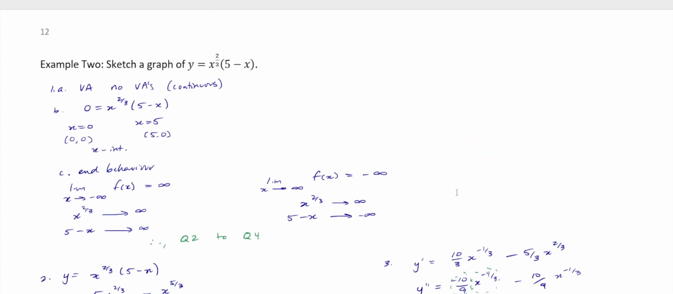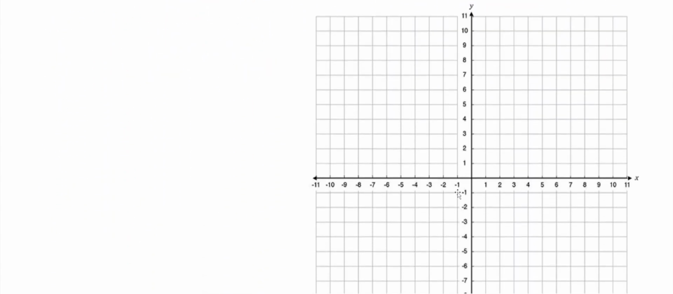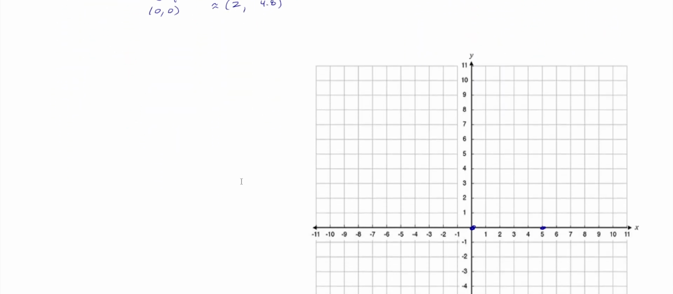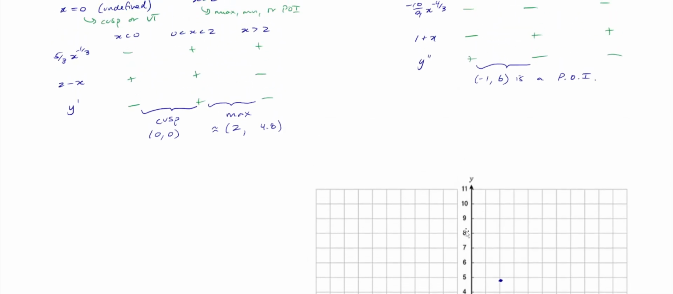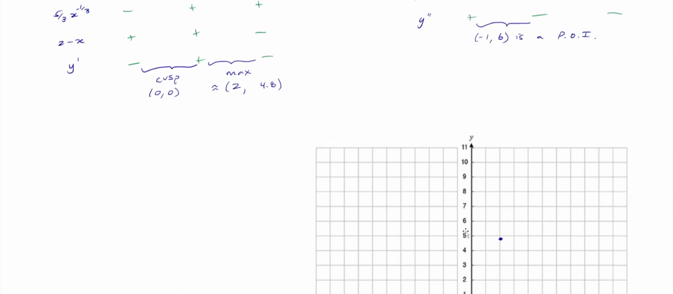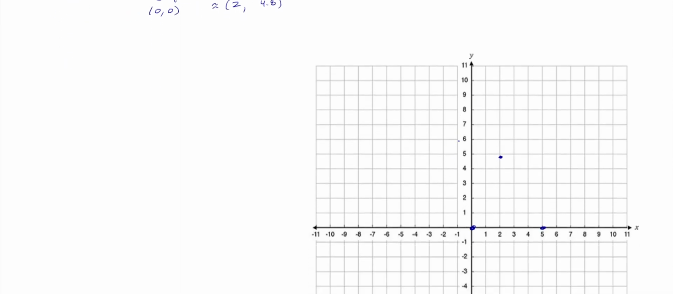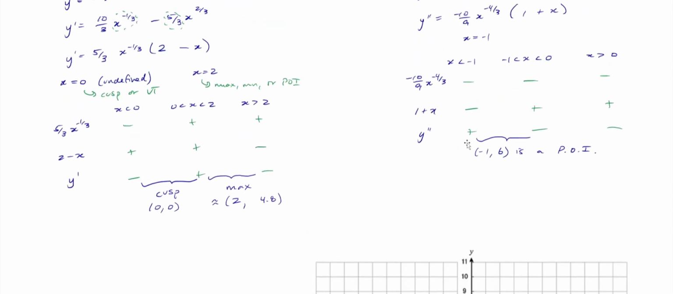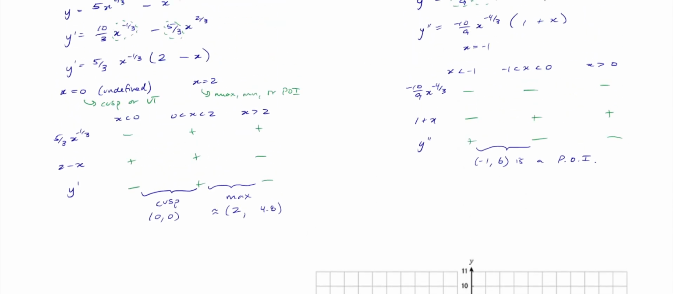So let's start with my x-intercepts, 0 and 5. Okay, so let's put these in right here, 0 and 5. Okay, I have a maximum at 2 and 4.8. So 2 and 4.8 right there. I've got a cusp at 0, 0. Okay, and I've got a point of inflection at negative 1 and 6. So at negative 1 and 6, I also know that before negative 1, it's concave up.